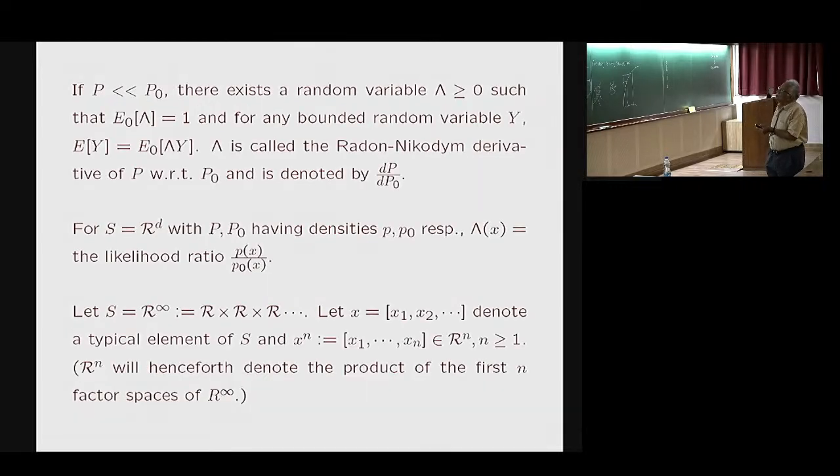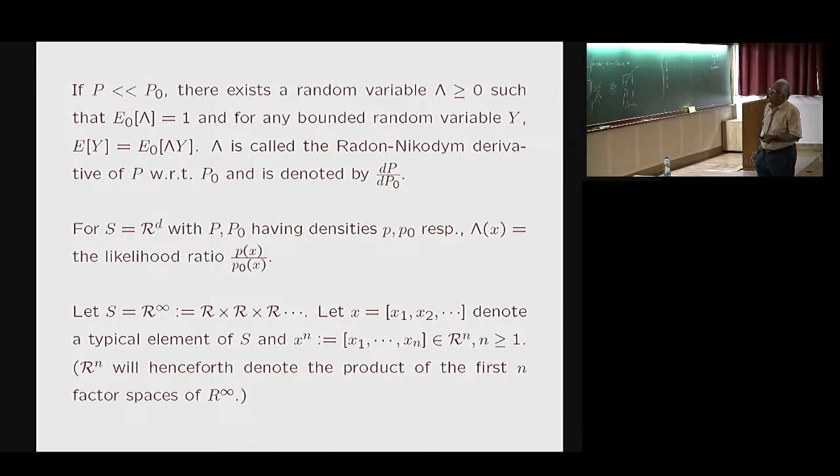So if P is absolutely continuous to P naught, then there exists a random variable lambda, non-negative, such that E naught lambda is 1 and the expected value of any Y with respect to P is E naught of lambda times Y. And the lambda is called a Radon-Nikodym derivative. And if P and P naught are measures on Euclidean space with densities, lambda is just the likelihood ratio. So think of lambda as likelihood ratio.